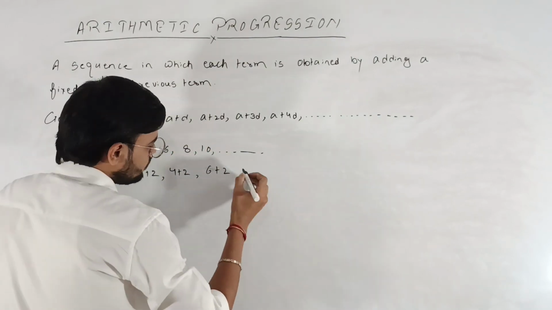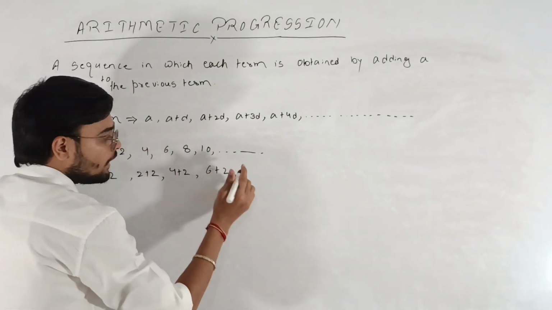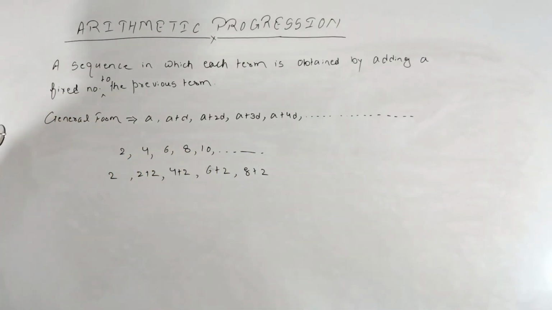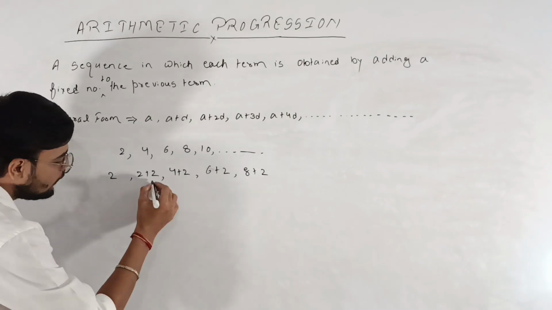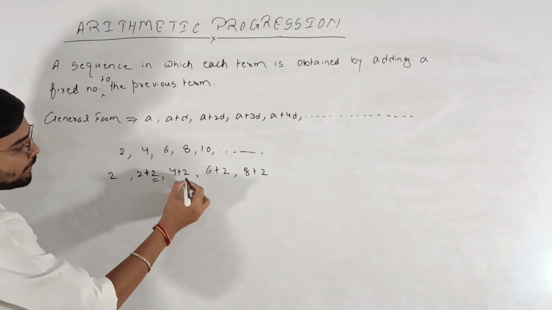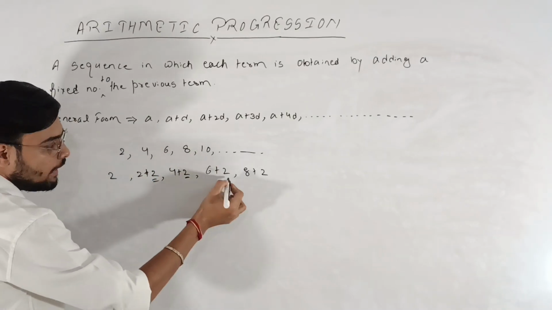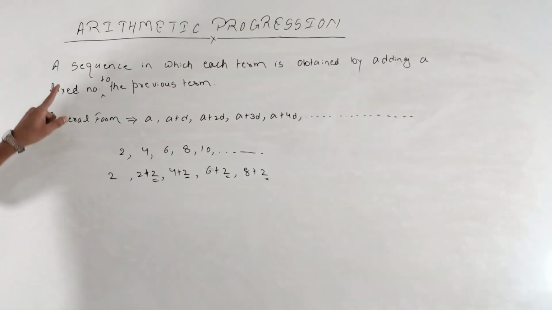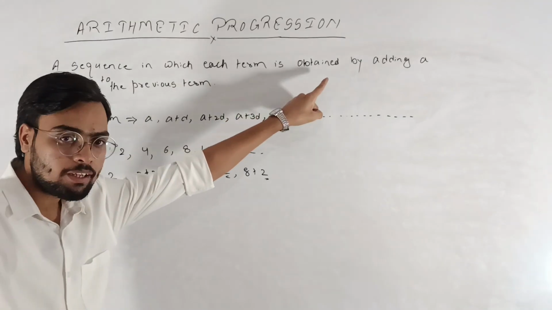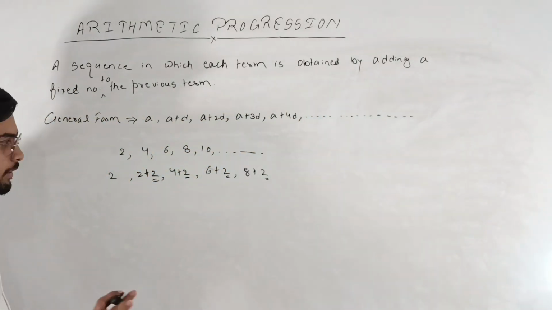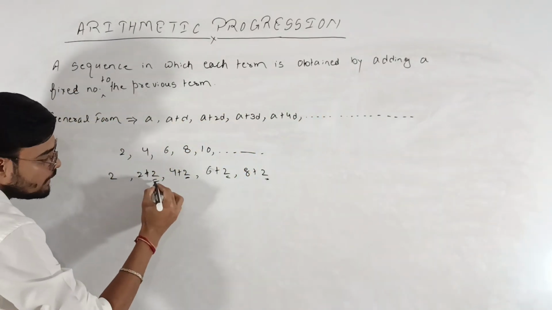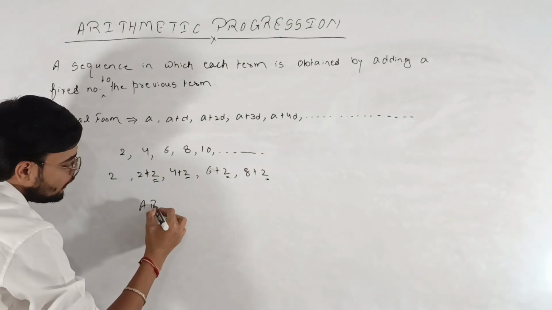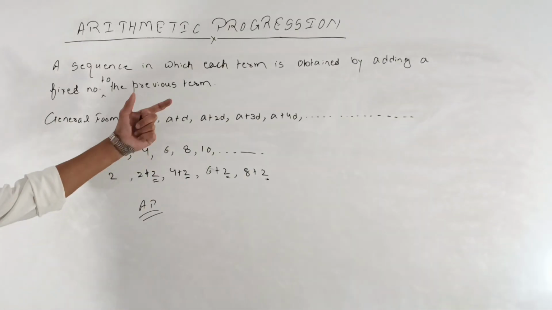Now how do I obtain 10? I again add 2 to 8, then I obtain 10. Now look, for obtaining 4 I add 2, for obtaining 6 I again add 2, for 8 I again add 2, and for 10 I again add 2. Now look, definition: a sequence in which each term is obtained by adding a fixed number. This is a sequence, and I add a fixed number, that is 2, to each term. Then this sequence is called AP, or arithmetic progression.